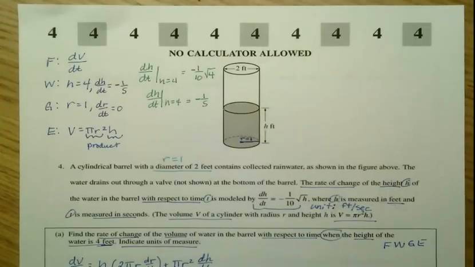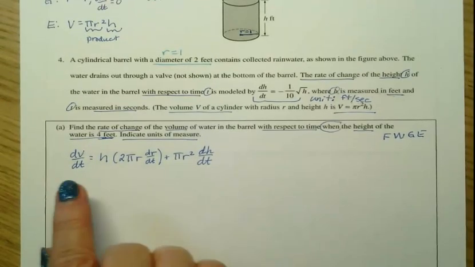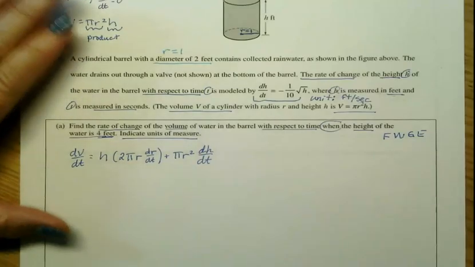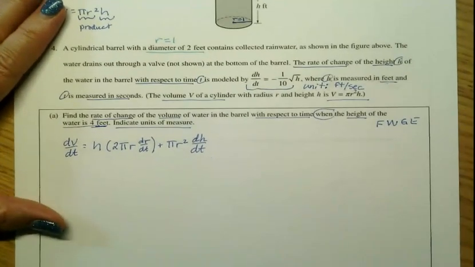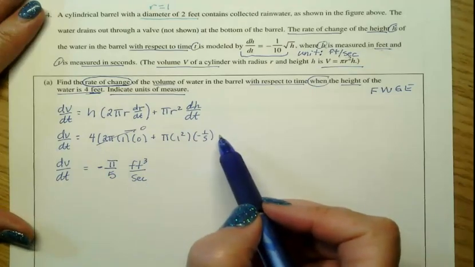So now that we have all of our information up here in our Fuegi, we can go down here, and the next step then is to plug it all in and find out what dV/dt is. So go ahead and pause your video and do that now. Okay, so plug in all of the information that we found in the last step.